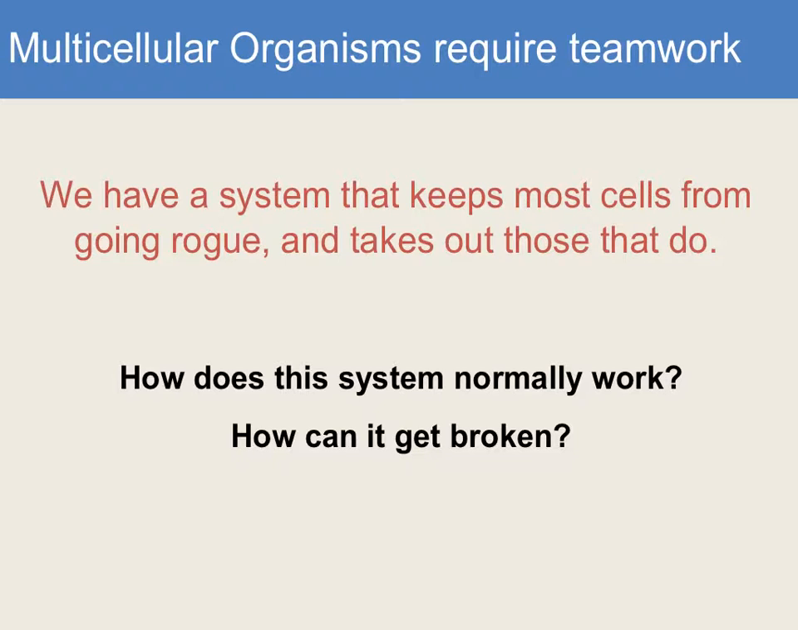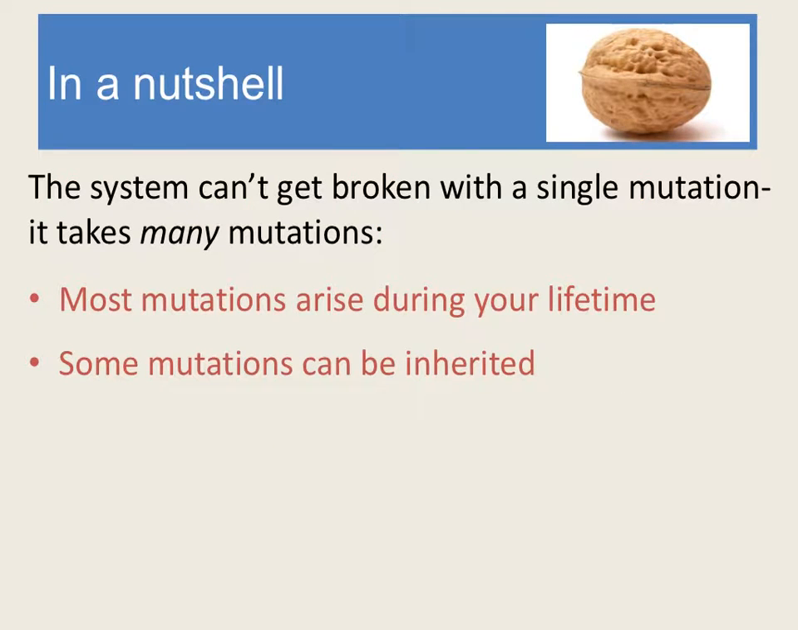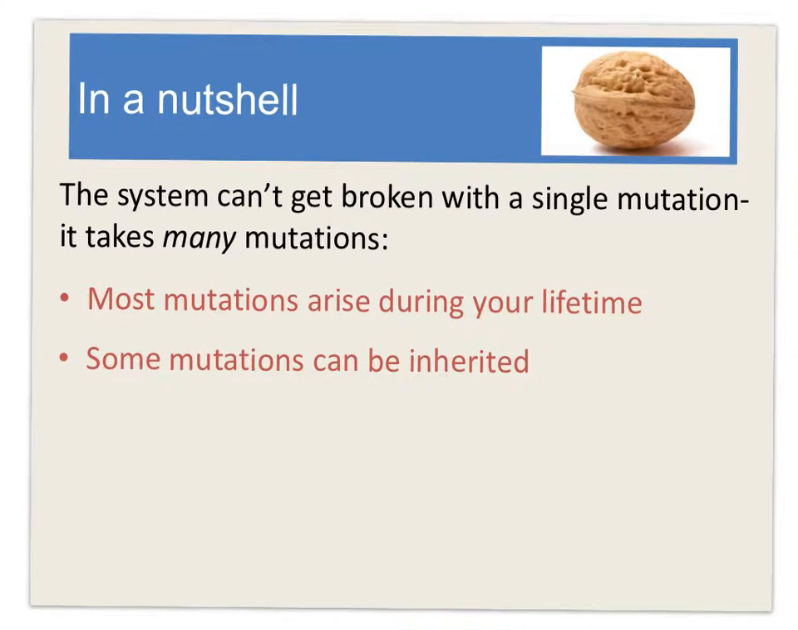Now, as that woman explained, we have a system that keeps most cells from going rogue, in other words, becoming cancerous. And it then suppresses those that don't act properly. Okay. So, as she mentioned, usually it requires a number of mutations to happen to have a cancerous cell arise.